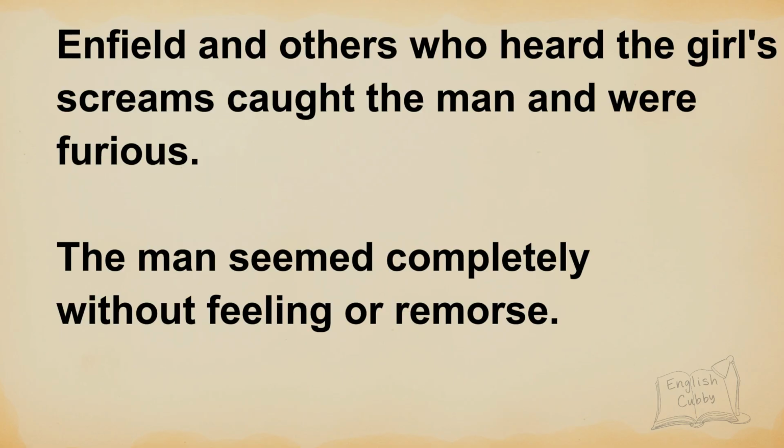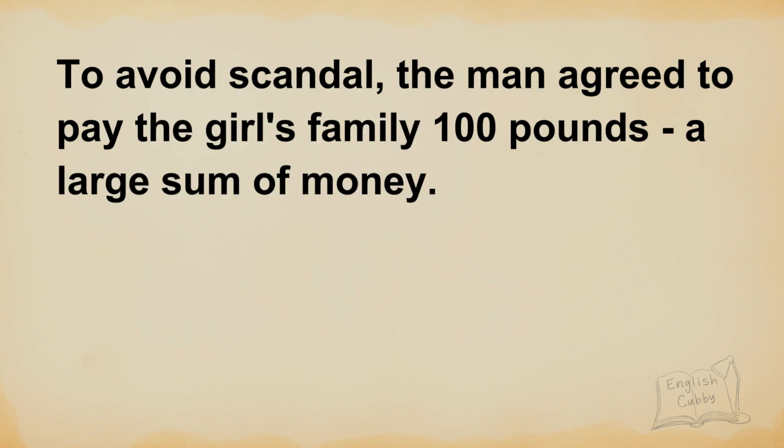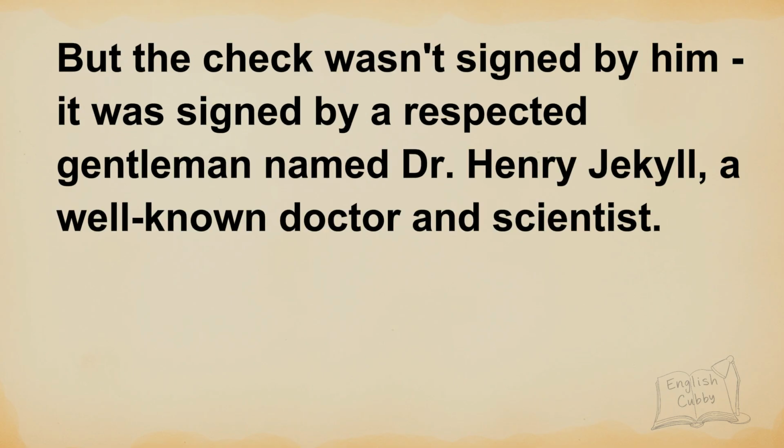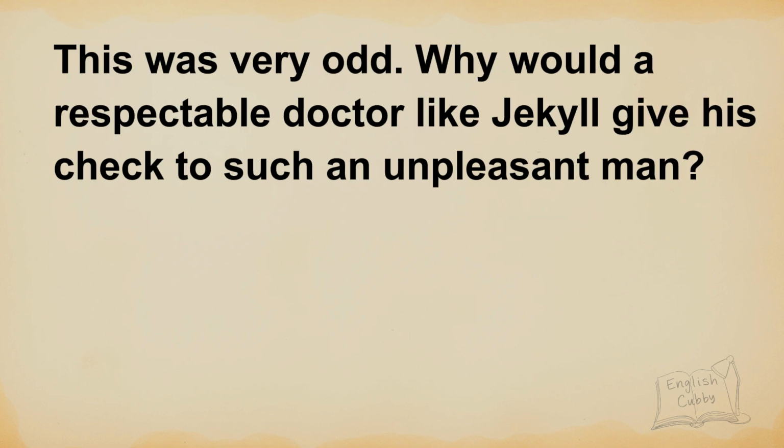Enfield and others who heard the girl's screams caught the man and were furious. The man seemed completely without feeling or remorse. To avoid scandal, the man agreed to pay the girl's family £100, a large sum of money. Here's the strange part. The man went to that mysterious door, entered, and came back with a check. But the check wasn't signed by him. It was signed by a respected gentleman named Dr. Henry Jekyll, a well-known doctor and scientist. This was very odd. Why would a respectable doctor like Jekyll give his check to such an unpleasant man?